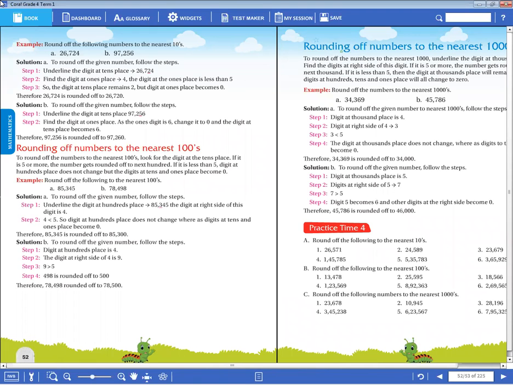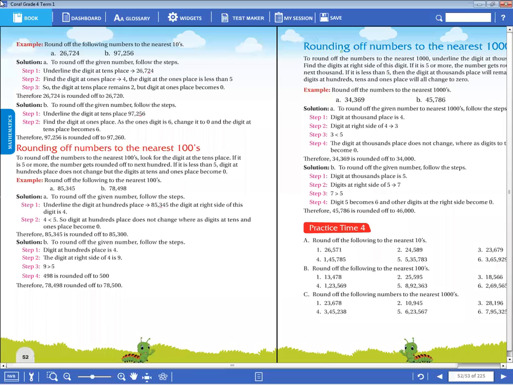13,478. Very good, Yatish. Superb. Because we have to change into the hundreds place, we have to check the tens place. In the tens place, what have they given? 78. It is greater than 50. So we have to take the next 100. That is 500.